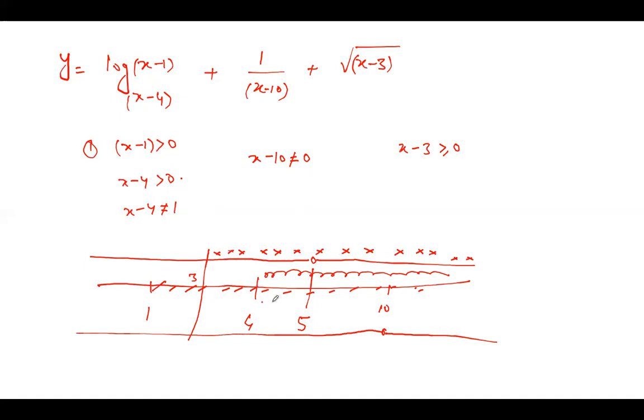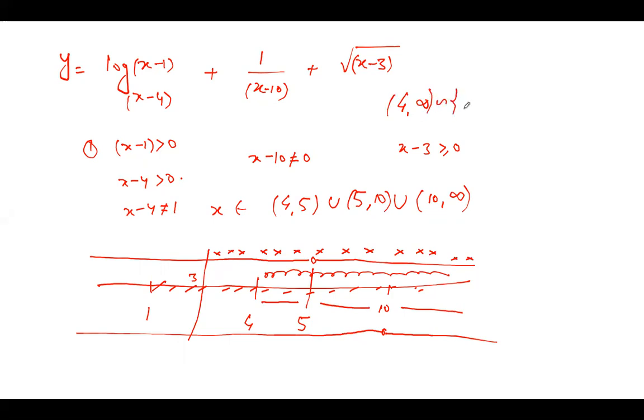now we have to see what is the common portion in this. So we can see between 4 to 5, 5 to 10, and 10 to infinity. So we can write 4 to 5 union 5 to 10 union 10 to infinity, right? x belongs to the domain of this function. Or we can write this answer as 4 to infinity excluding the values 5 and 10, right? x belongs to this, okay?